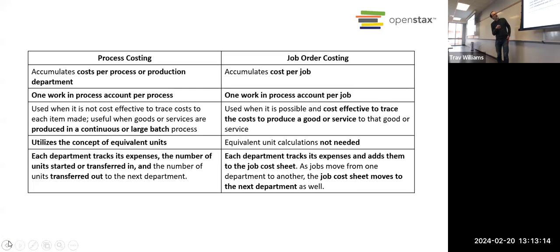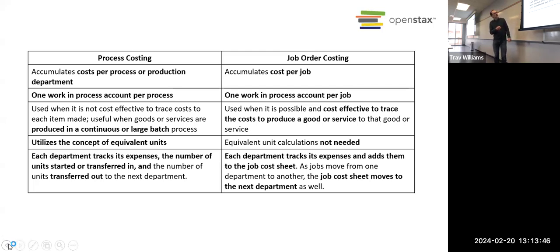Okay, so let's see. There's one work in process account per process. So that means you've got, let's say you have 3 different departments that are going to be working on this product. Each one would have their own work in process account. Okay, so the process costing, we don't have a work in process account for the job, it's for each process involved in production.